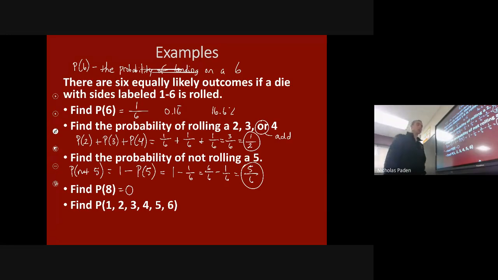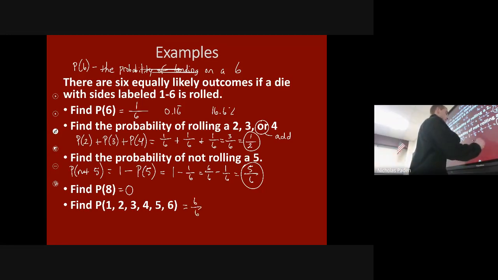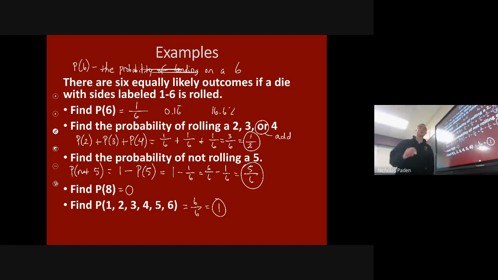Okay, and then the probability of rolling a 1, a 2, a 3, a 4, a 5, or a 6. Well, if you roll a 6-sided die, how many times are you going to land on 1 through 6? Every single time. And so that would be 6 out of 6, or 1. There is a 100% chance. It is certain, not likely, it is certain that you land on 1 through 6 if you roll a 6-sided die. Okay, so that is finding the probability of rolling a die.